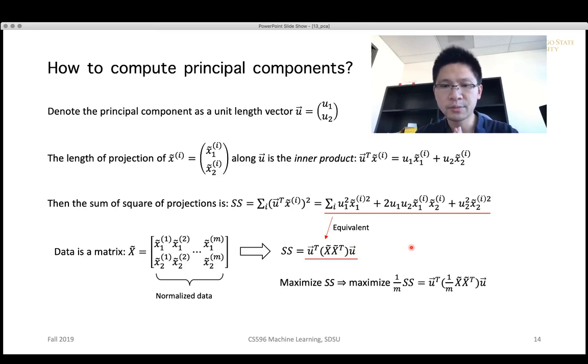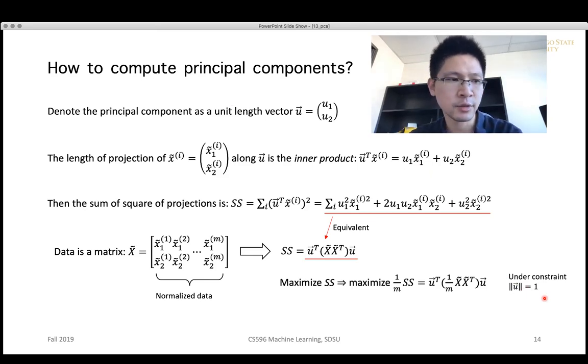Therefore, the problem becomes maximizing this quantity SS, and we add a term 1 over m just for convenience. So we are maximizing u transpose times 1 over m times x tilde x tilde transpose times u. This is the quantity that we want to maximize, and of course under constraints. Because we set the constraint that the principal component should be a unit length vector, the norm of u should be 1. Hopefully this reminds you of something similar that we have come across before when we talked about constrained optimization problems. We are maximizing some quantity under some constraints.